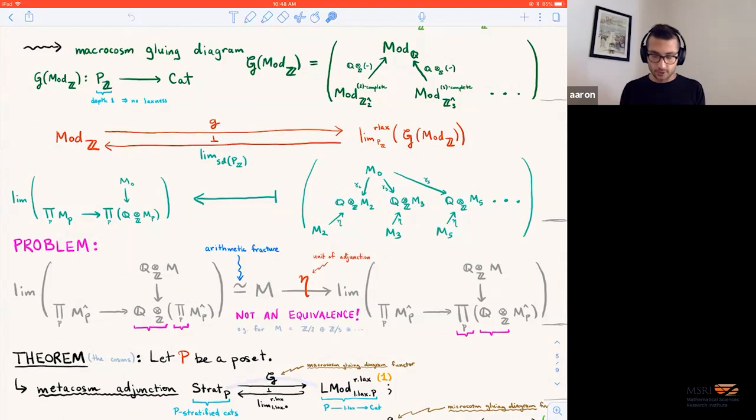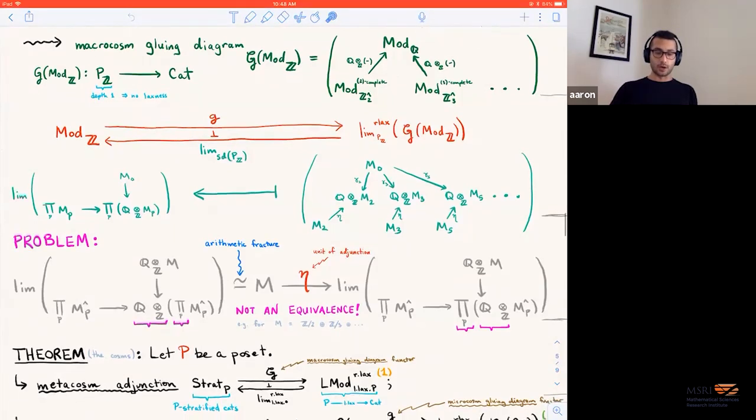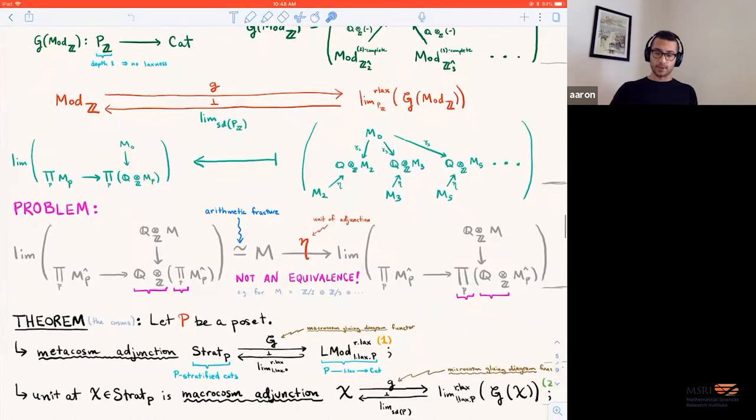And in fact, there's a functor back in the other direction, which basically, if I have such a thing, you can think of this as a locally co-Cartesian fibration over my poset. You just take right lax limits like in families, and that ends up giving you a P-stratified category. So first of all, I have this metacosm adjunction. That's just context for the thing we already saw, which is the macrocosm adjunction.